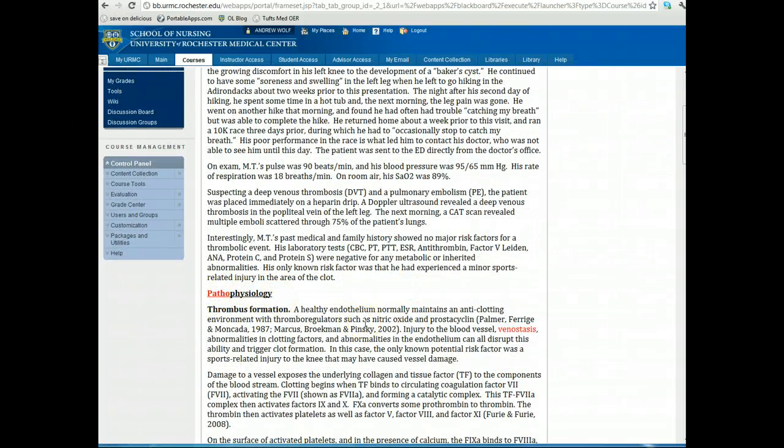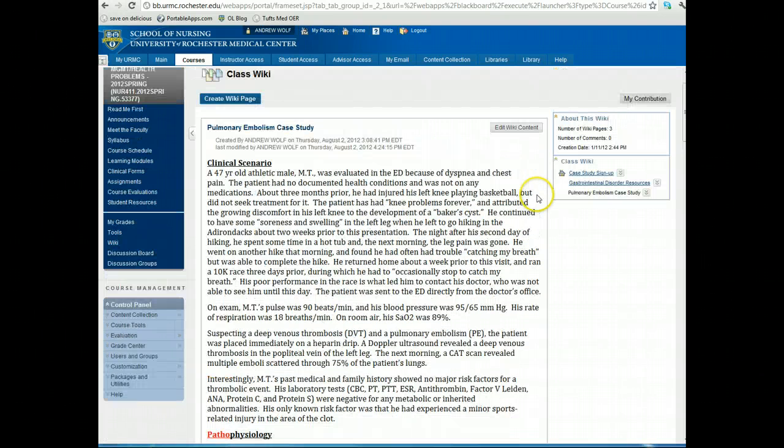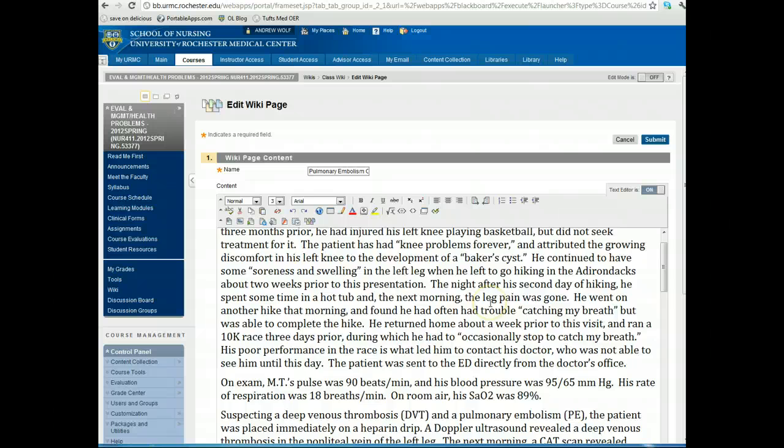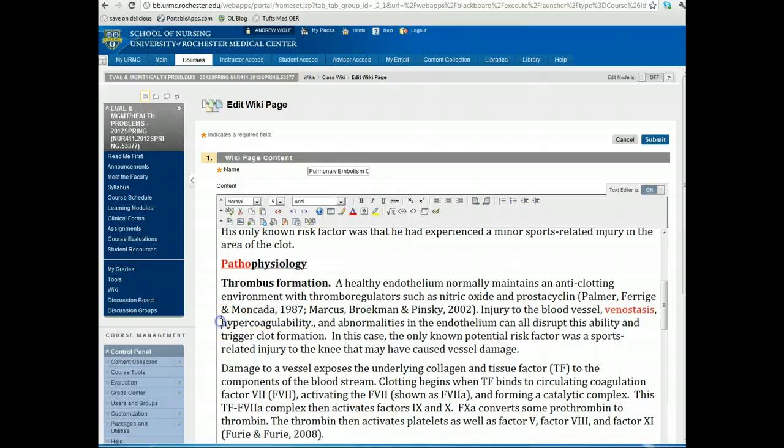Great. Now say another student comes along, one of the other members of the group, and say she wants to make some changes too. So I'm going to pretend I'm that student and I'm going to click on edit wiki content. And there's a couple of things I don't like here. Really we think about Virchow's triad as being a triad. It's injury to the blood vessels, venous stasis, and hypercoagulability. And that's really it. That is the triad.